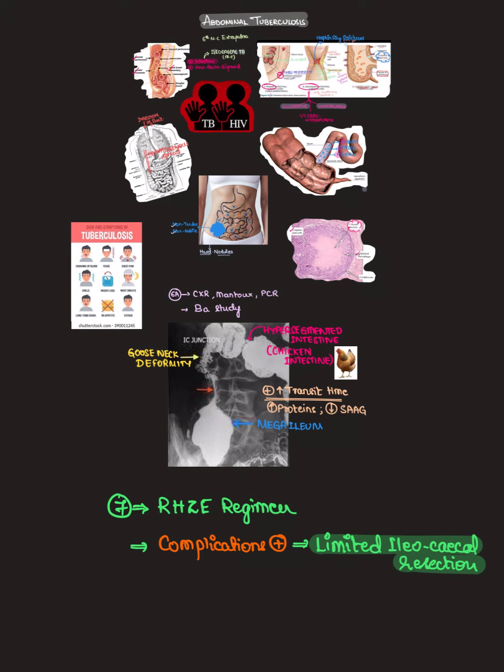So what are the complications? Remember, in any case, the general complications include hemorrhage, obstruction, perforation, or it can give rise to abscess. So here in case of TB, you know that a cold abscess is going to be formed, and since there is obstruction taking place, it is also going to cause blind loop syndrome and malabsorption syndrome.